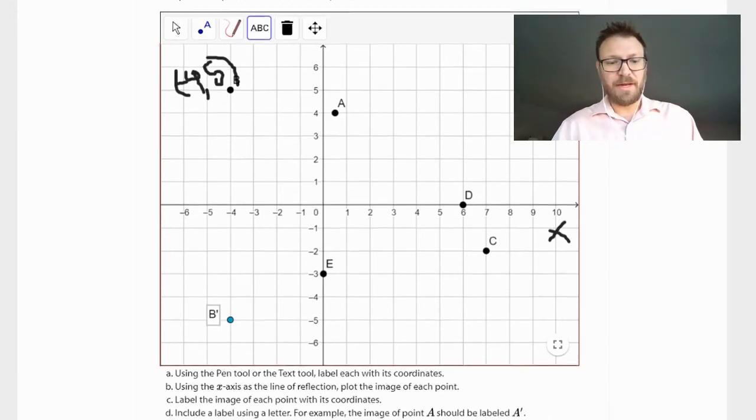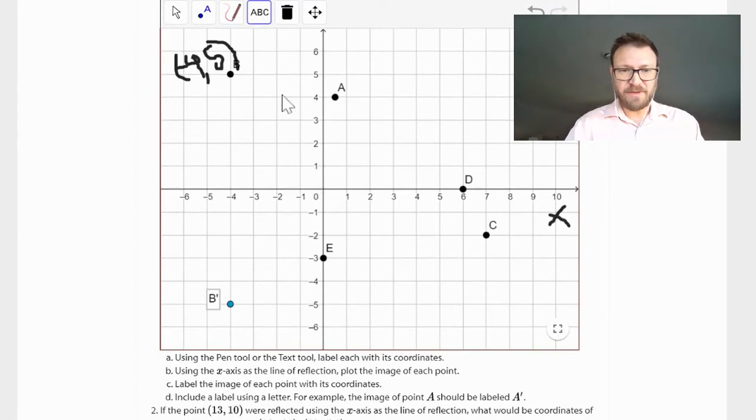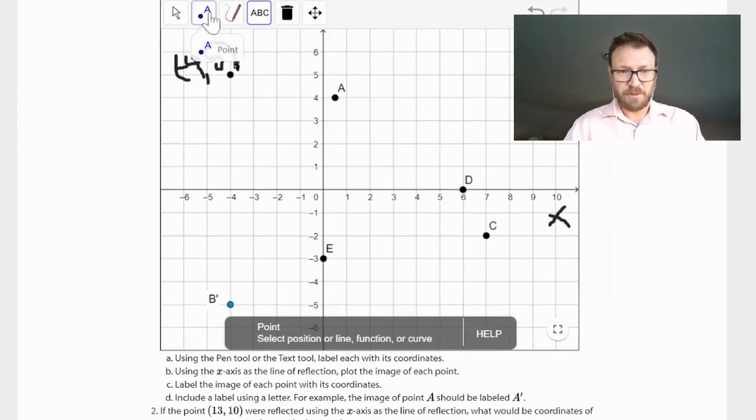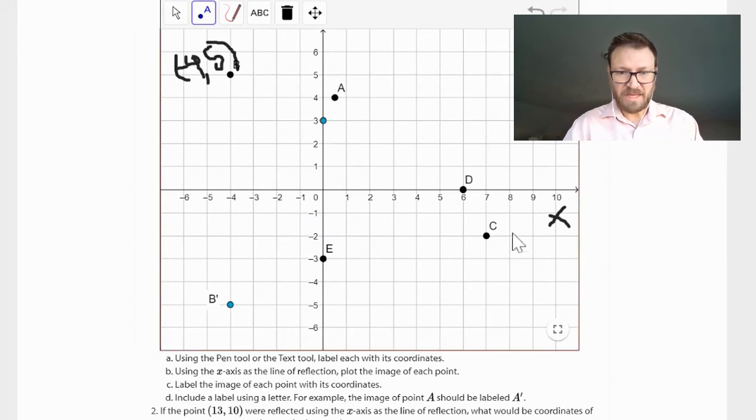Cool, you're back. All right, so when you did that, you should have gotten E prime. Let's go here, I want this point. E prime would be over the x-axis, it went down 3, would be right here. And then C prime over the x-axis would be over here.